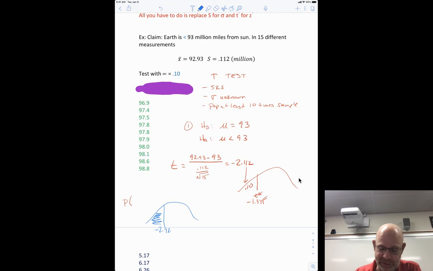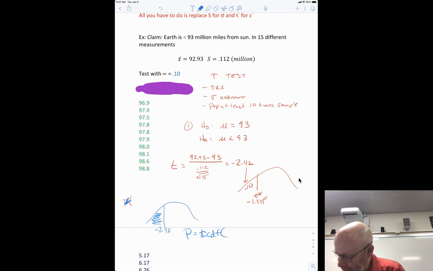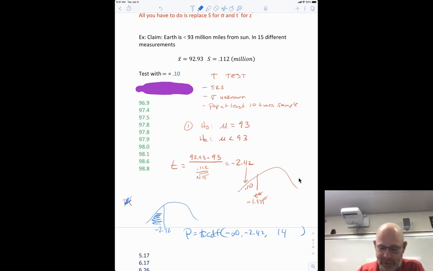So if we go to distribution, right under inverse T is TCDF. So it's important whether you're doing t or z. We're going to go lower as negative infinity, upper as negative 2.42. So let me write this out for you here. P equals TCDF from negative infinity to negative 2.42. And then it needs the degrees of freedom again, which is 14.